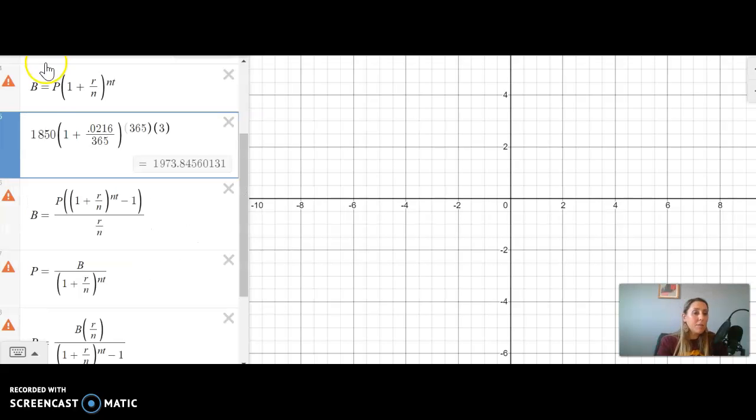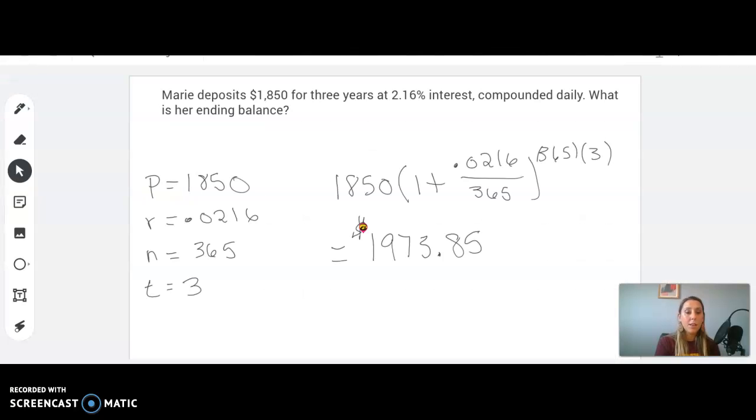Okay, so I went back to Desmos and I plugged it right in. I've got 1850 right here as my principal. My rate, 0.0216 over 365, raised to this. So my answer is going to be $1,973.85. The reason it's 85 cents is because of that 5 next to the 4. So we need to be careful when we write that. So when we write that down, that should be my answer. You can see that I rounded right there. All right, let's go on to the next one.